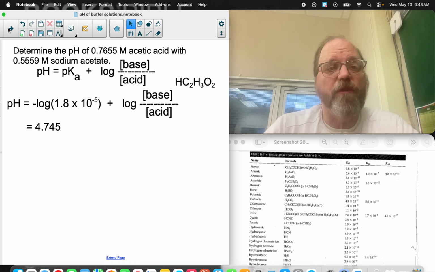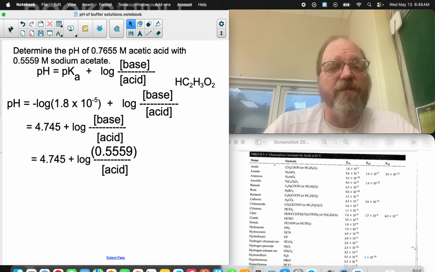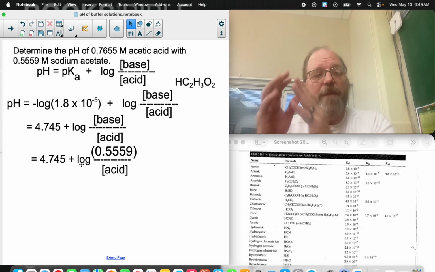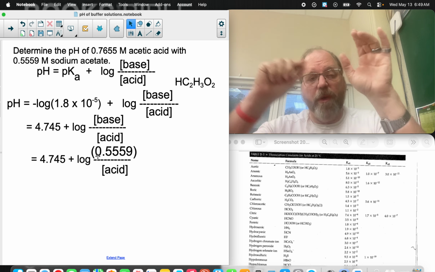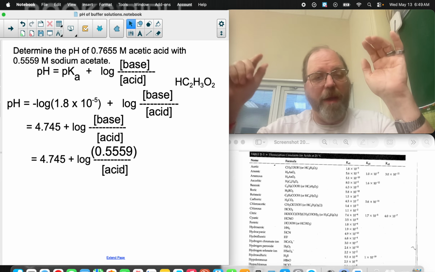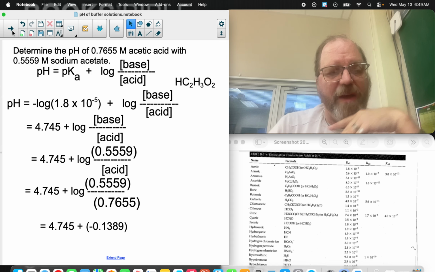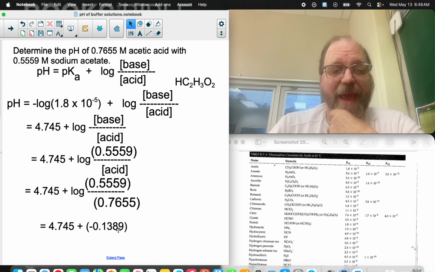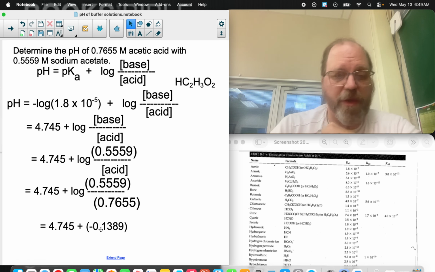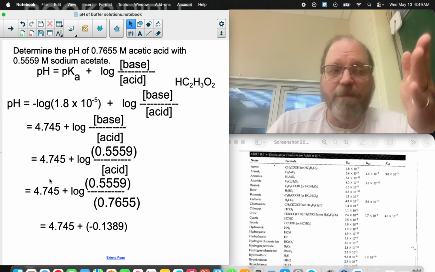4.745. Now, for our reactions, the anion is my base, the acid is the acid. So we're going to have a log of 0.5559 over 0.7655. Take a calculator, take log of 0.5559, divide by 0.7655, close parentheses, equal, and we get an answer of negative 0.1389. If it's less than 1, the log is going to give a negative value. Add those together, last place for the column.